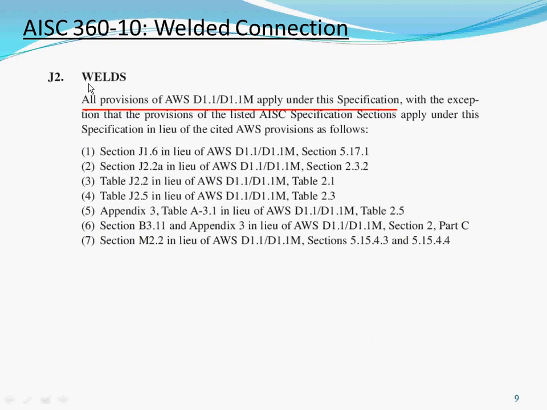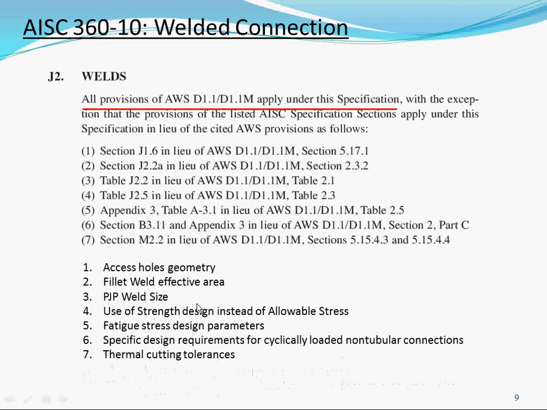Starting from J2 for welds, all provisions of D1.1 apply under this specification except some of the following. They're modifying some of the sections in D1.1, adopting some and not adopting others. Some of these are access hole geometry, fillet weld effective area, PJP weld size, and the use of strength design instead of allowable stress design. D1.1 is actually allowable stress design; they have not converted over to LRFD design. So essentially this code is saying use strength design instead of allowable stress design.